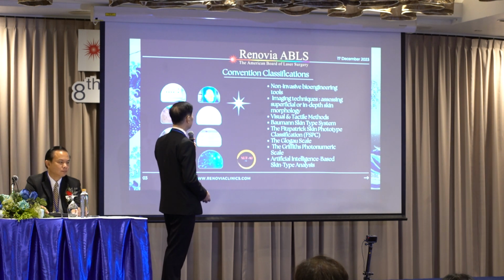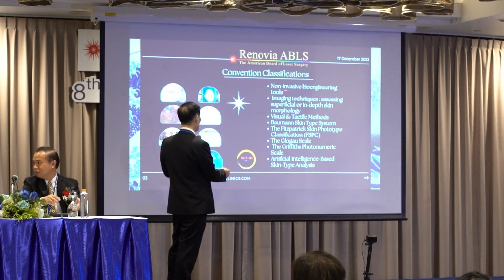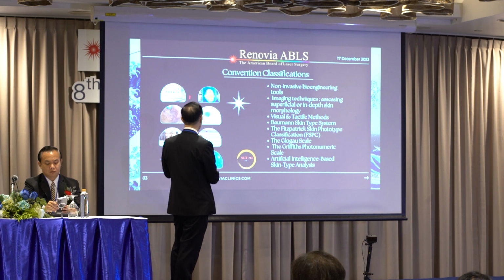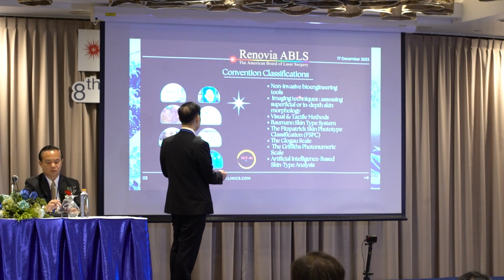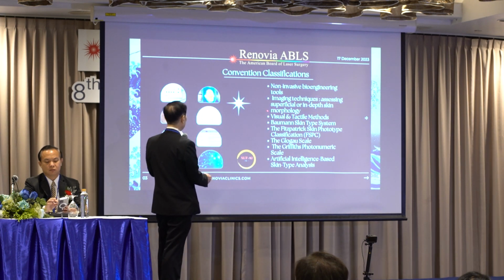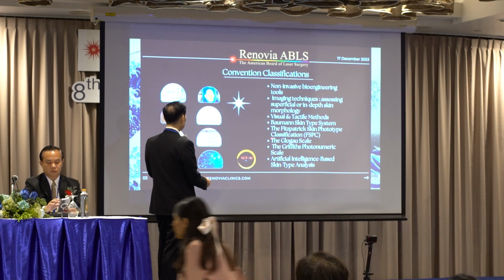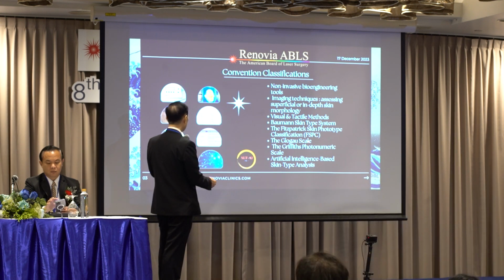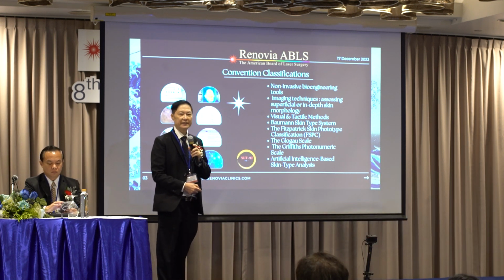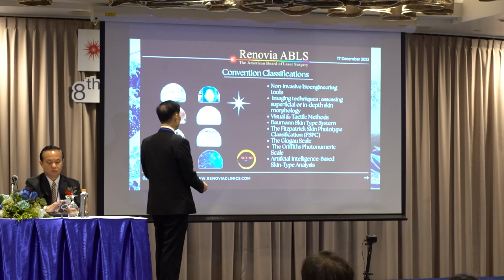The conventional classification, there are many conventional methods. There are non-invasive bioengineering tools like the colorimeters, imaging techniques. This is the new technology of imaging. We have the visual and tactile methods, the visual Baumann skin type system like this, and the Fitzpatrick skin type, the Glogau scale of skin aging, the Griffiths photonumeric scale, and so on.